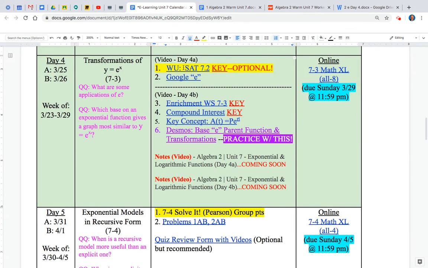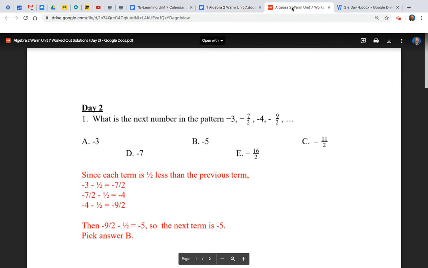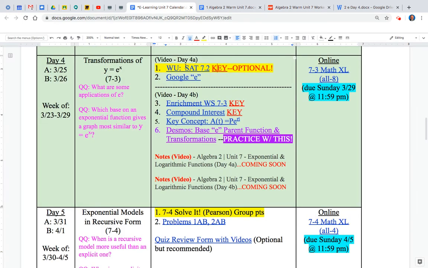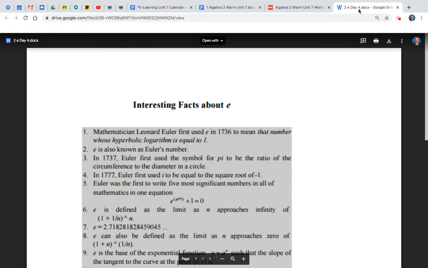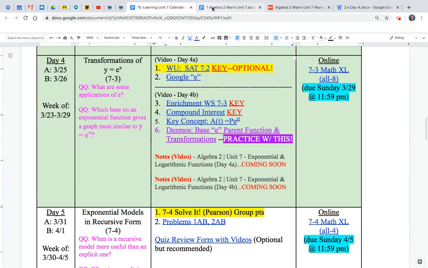It is optional as far as SAT, and I will remind you again, that is for your benefit. For SAT and ACT tests in the future, you definitely want to give this as much attention as you feel you need to ensure that you understand those topics and concepts. Then we'll look at this hyperlink right here, this Google Doc, which looks at interesting facts about E. All right, let's go ahead and begin.